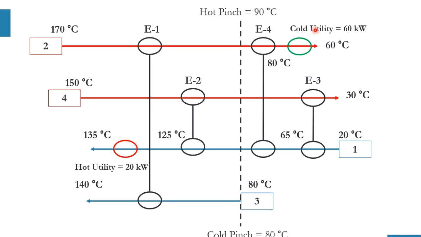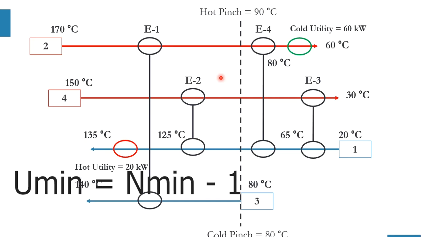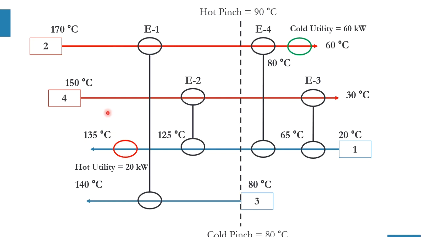If you remember, for our system we calculated the total number of units: U minimum is equal to N minimum minus 1, and N minimum is the number of streams. There are 6 streams: 1, 2, 3, 4 plus 2 utilities. So 6 minus 1 is equal to 5. So there are a minimum of 5 units, and here there are 6 units installed.